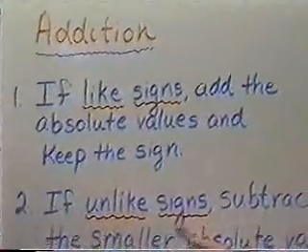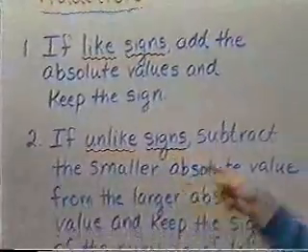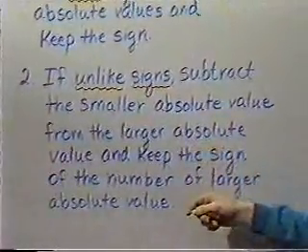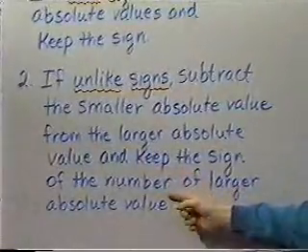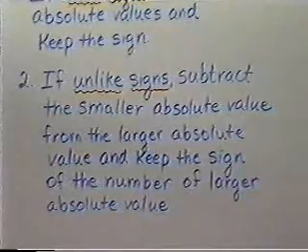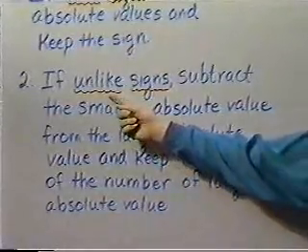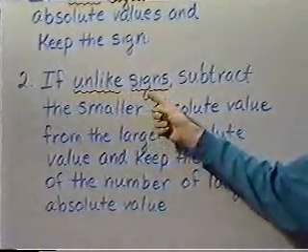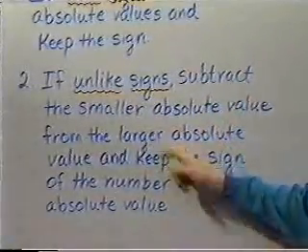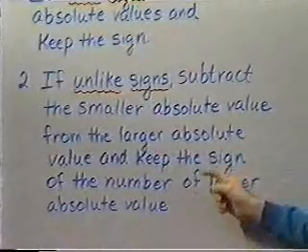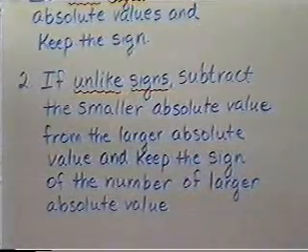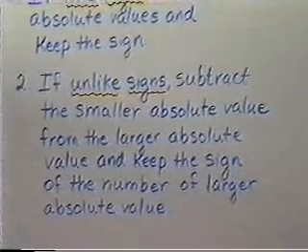If you're adding 2 numbers with unlike signs, subtract the smaller absolute value from the larger absolute value and keep the sign of the number of larger absolute value. One more time, if you're adding 2 numbers with unlike signs, subtract the smaller absolute value from the larger absolute value and keep the sign of the number of larger absolute value. Let's look at some examples.